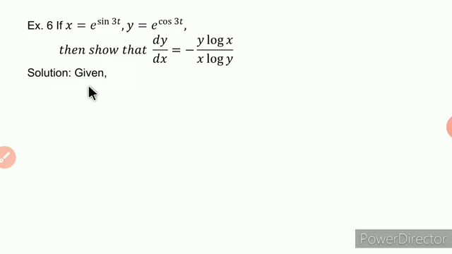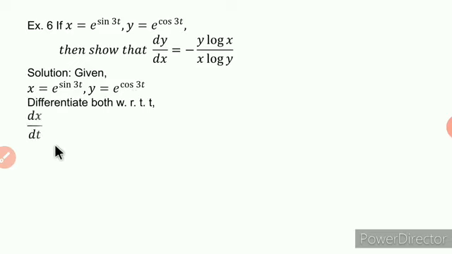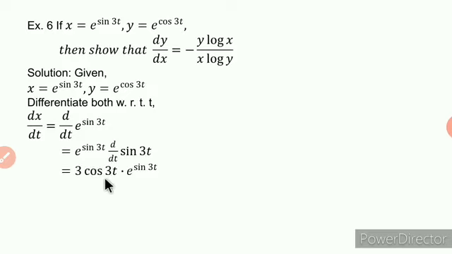So solution, given x is equal to e raised to sine 3t, y is equal to e raised to cos 3t. So differentiating both with respect to t, we get dx upon dt is equal to d by dt of e raised to sine 3t. Now taking the derivative, we get it is equal to e raised to sine 3t into d by dt of sine 3t. Now derivative of sine 3t is 3 cos 3t. So it is equal to 3 cos 3t multiplied by e raised to sine 3t.